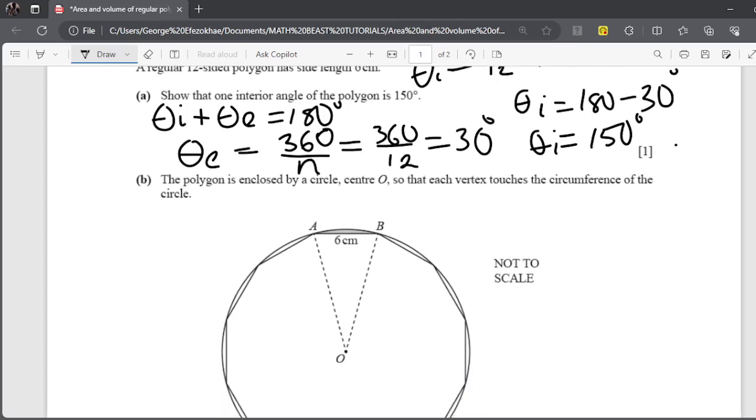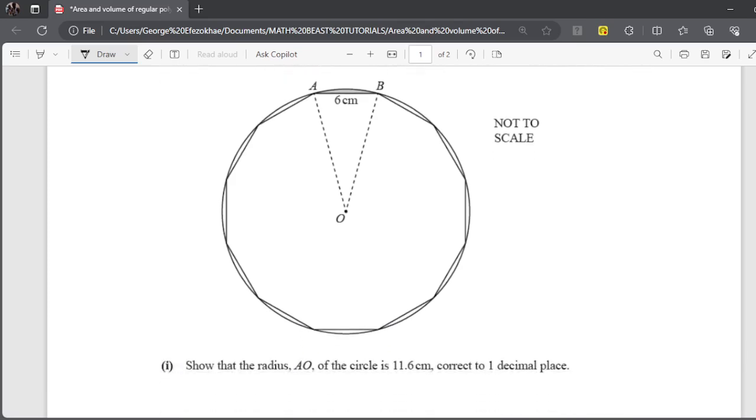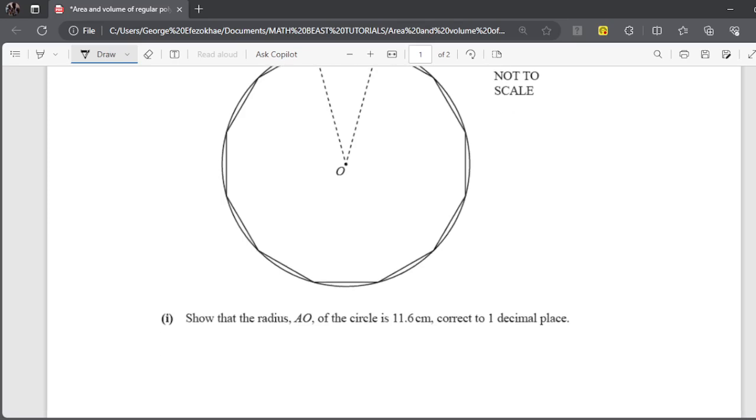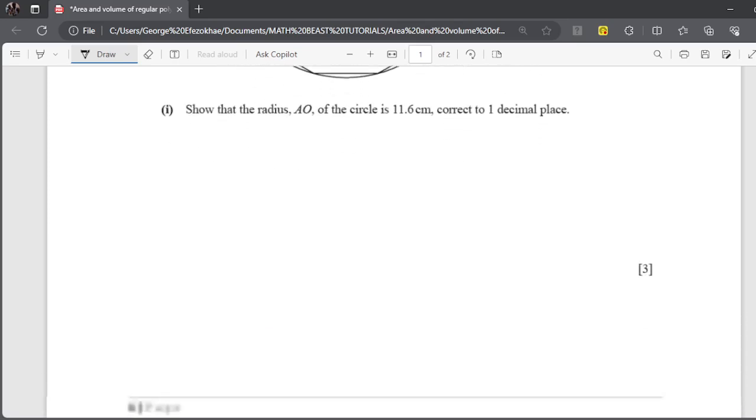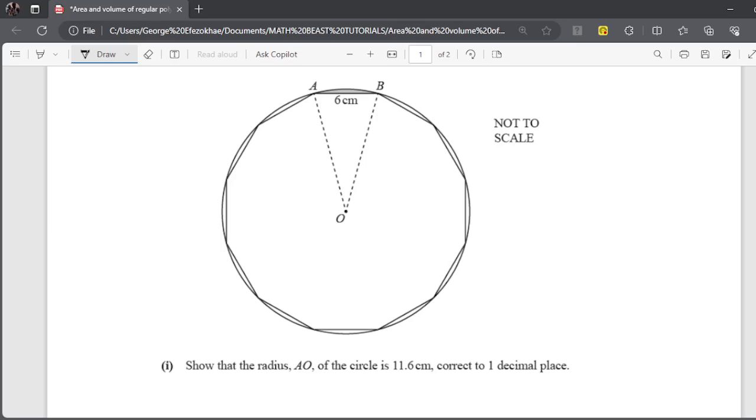Then the second part of the question says that the polygon is enclosed in a circle center O, so that each vertex touches the circumference of the circle. So you can see there that the 12-sided polygon is now inscribed in a circle. Then we are asked to show that the radius AO of the circle is 11.6, correct to one decimal place. So to do this, we need to understand that the circle is enclosing the regular polygon, and the radius OA is what we want to find.